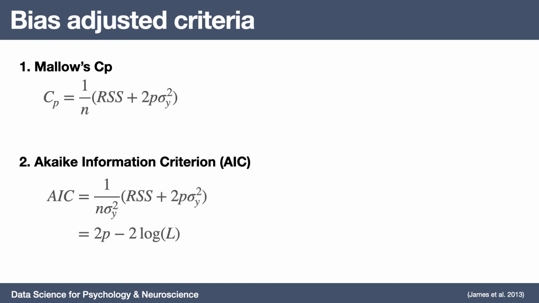A more popular variant of bias-adjusted criteria is the Akaike information criteria, or AIC. AIC has the same structure. You take the residual squared error plus 2 times P times the variance of Y over, instead of 1 over n, it's 1 over n times the variance of Y. So you have a much larger denominator term, which makes it a larger penalty. Now, this can be rewritten as essentially just 2p minus 2 log L, or in this case, that's the log likelihood of your data from your model.